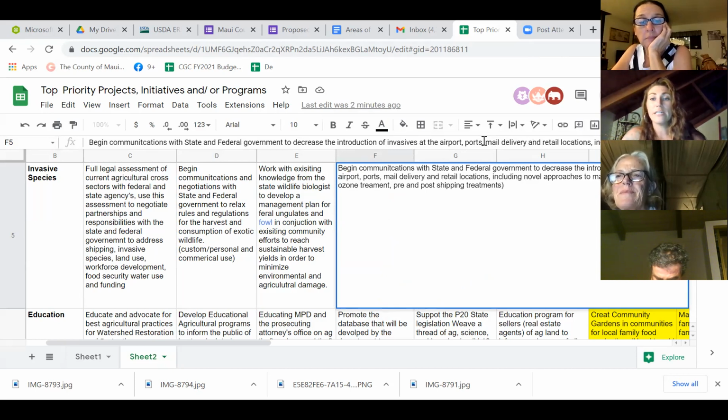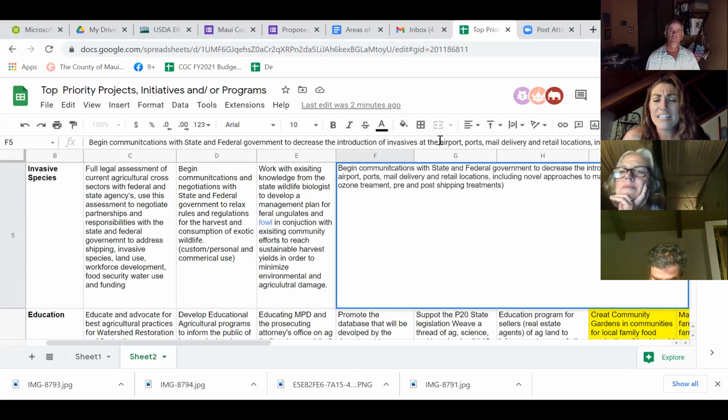So mail delivery, I included that. So introduction of invasive species at airports, ports, mail delivery, and retail locations. Yeah, that pretty much covers it. So should I say at or via? Via mail delivery, for sure.